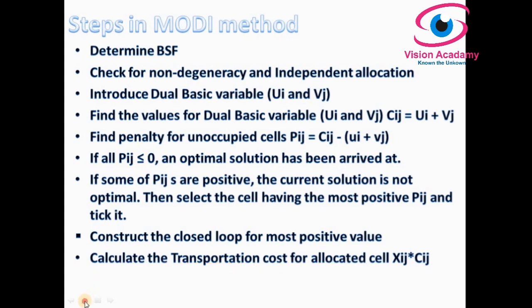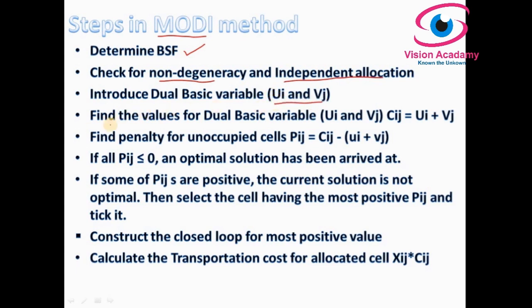After obtaining the basic feasible solution under Vogel's approximation method, let us move into the optimization technique, that is the MODI method. I have already explained the steps you need to follow in the MODI method; I will brief them here. Firstly, determine the basic feasible solution, which is done by Vogel's approximation in this case. Next, check for non-degeneracy and independent allocation, that is, the m plus n minus 1 condition. Then introduce the dual basic variables, that is ui and vj.